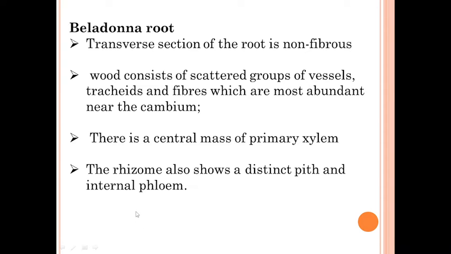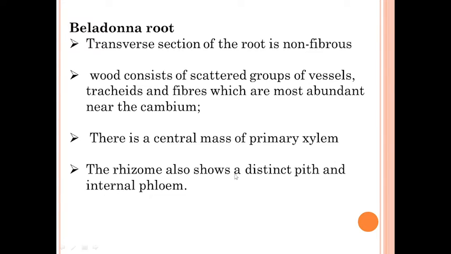Now belladonna root. When you are taking a transverse section of belladonna root, it is non-fibrous in nature. Fibers are not found. It consists of scattered groups of vessels, tracheids, and fibers, which are most abundant near the cambium. There is a central mass of primary xylem.